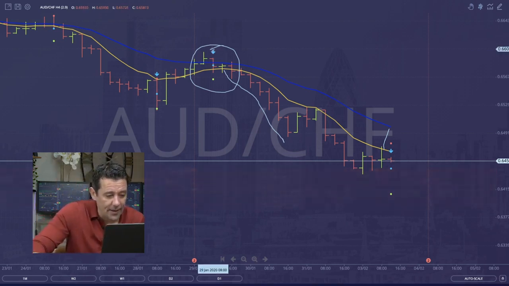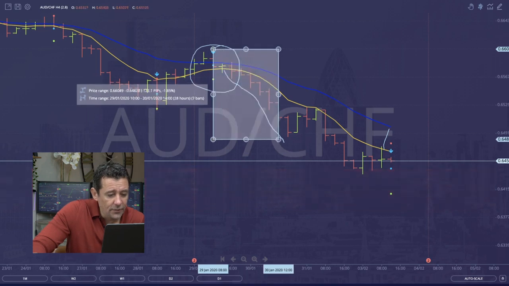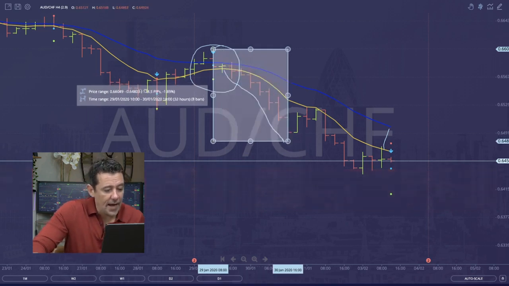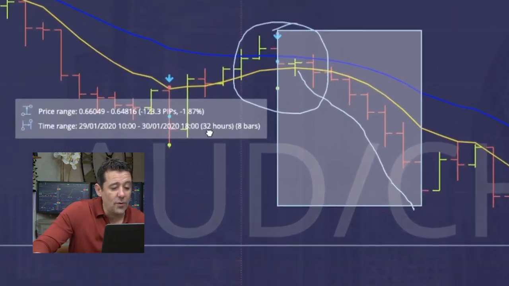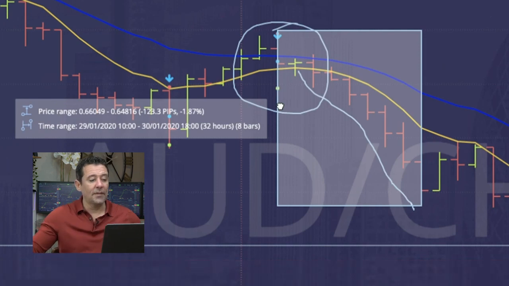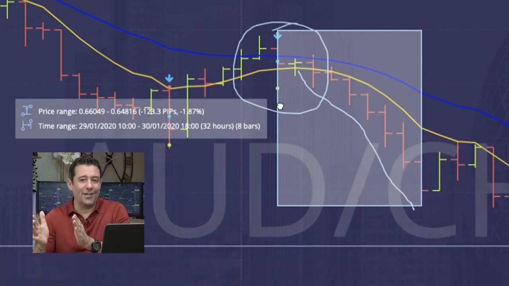So I'm looking back here to phase 1 and I'm saying this is my phase 1 movement. So from here to here. And what we've got is 32 hours in time. So remember, this is a 4-hour chart.